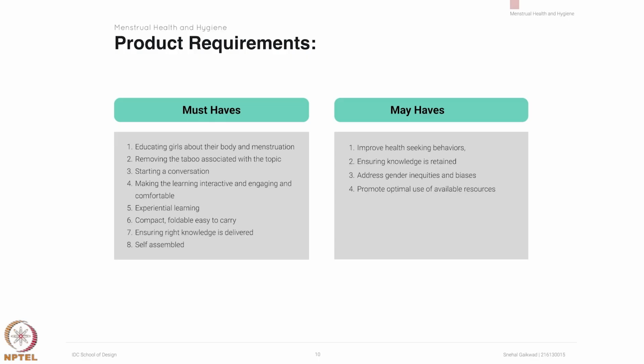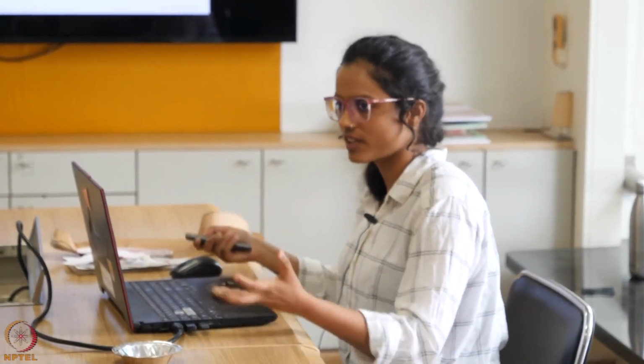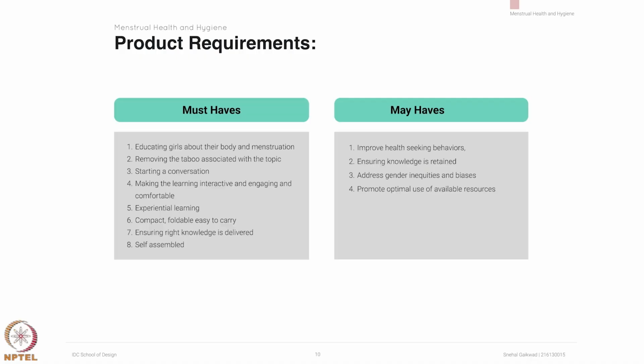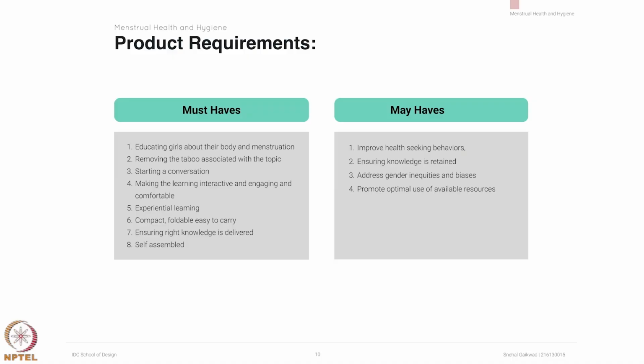So the must-haves: it should educate about the body and menstruation, and remove the taboo that is associated with it. If we talk and explain effectively, the taboo around this subject will also change. It should start conversation and make the whole learning process more engaging and comfortable. The product is taken to places in rural areas, so it should be compact, foldable and easy to carry.